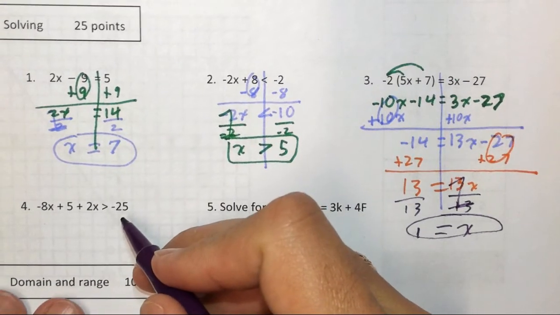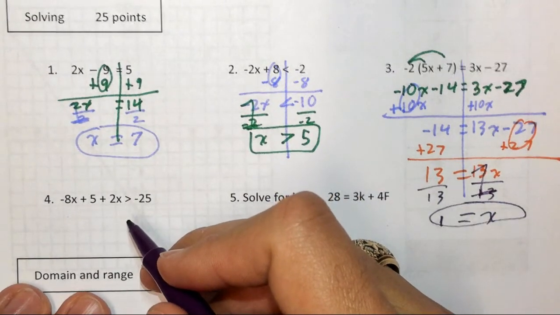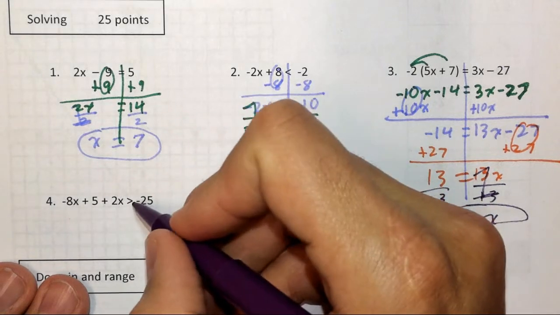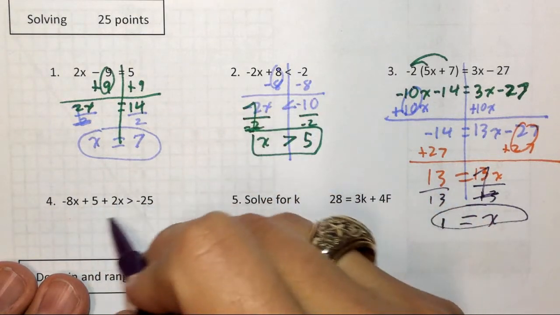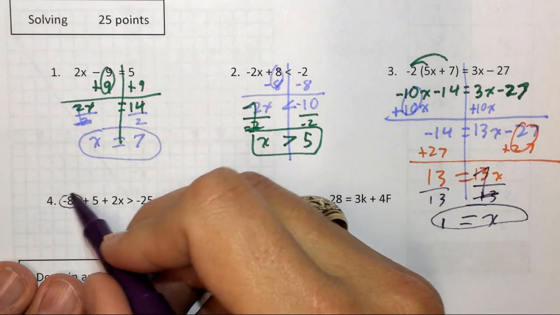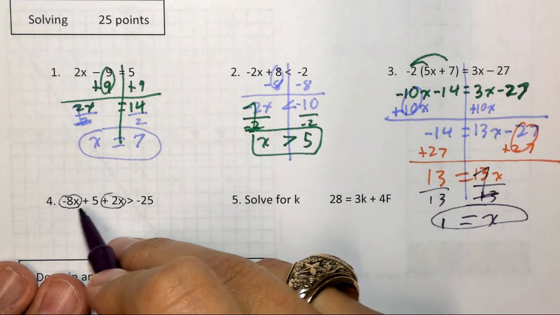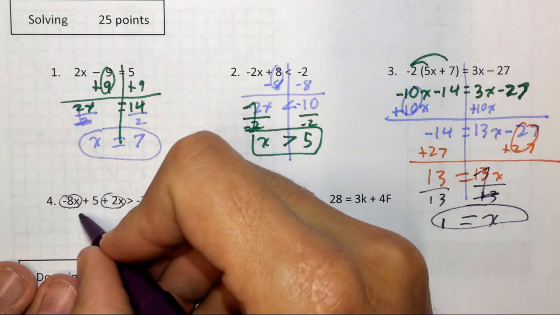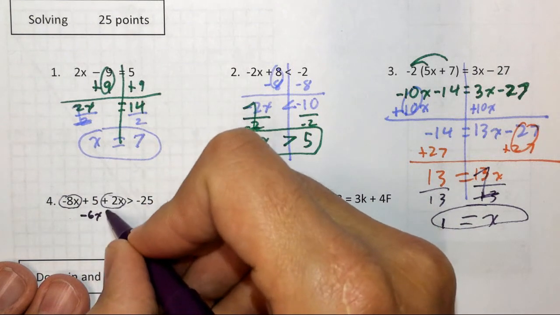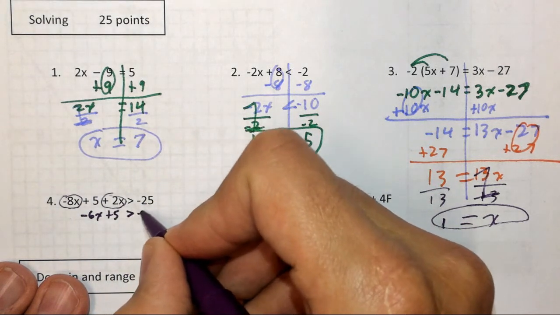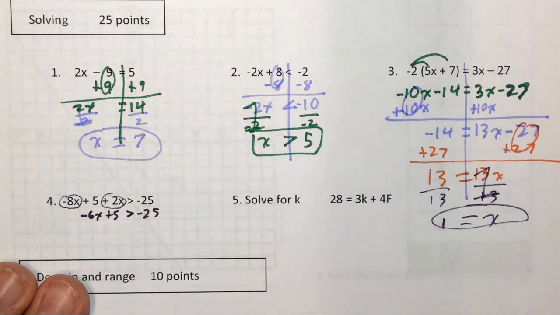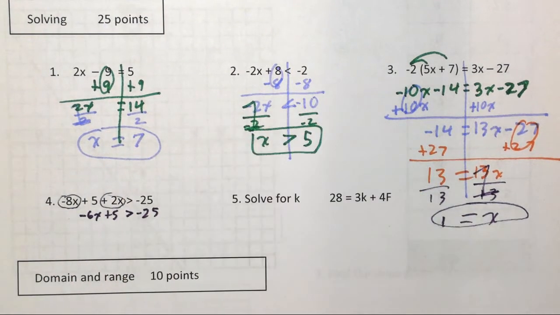Then we have another inequality here. There's not a whole lot of room to work it in this problem, but we can see what we can get done. First thing we can see is these right here are like terms. I have to put those together. Negative 8 and a positive 2 will be negative 6x plus 5 greater than negative 25. Then that becomes a two-step inequality at this point.